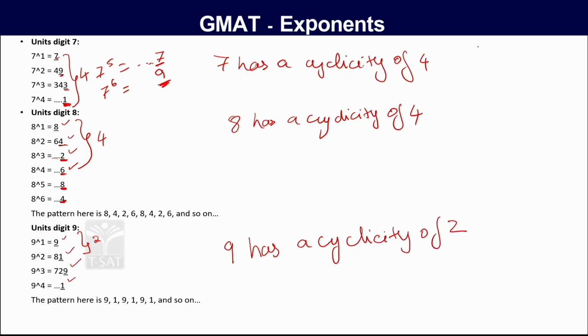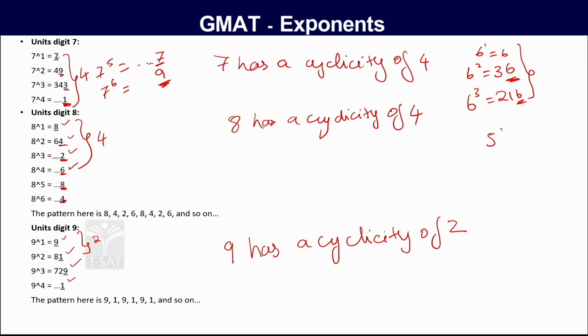We haven't checked for 6. Let's look at what happens when the units digit is 6 or 5 for that matter. 6 to the power of 1 is 6, 6 square is 36. Look at the units digit again, 6. 6 cube is 216. You look at the units digit, it is again 6. So 6 has a cyclicity of 1. You raise 6 to any power, always your unit digit is going to have 6.